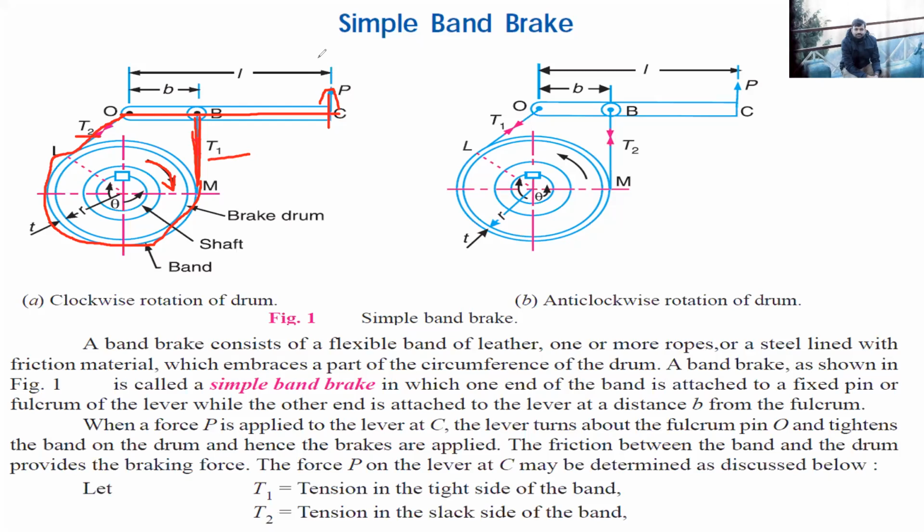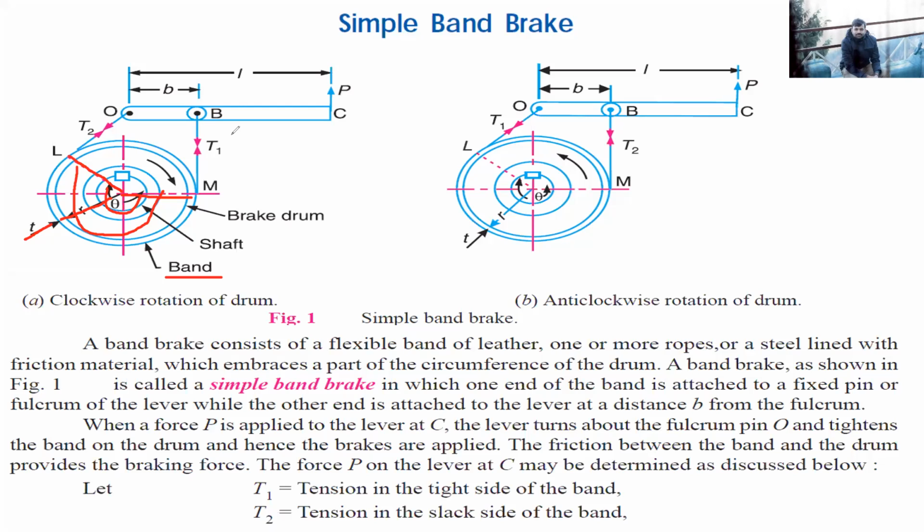Now, as you can see over here, let me erase this and draw this again, that the belt is wrapped from here to here. Therefore, this entire angle is theta. All right. And r is the radius of this wheel, and small t is the thickness of the belt. All right. So it can be a belt or it can be a rope also. It can be a leather band also, which will be used as a braking material.